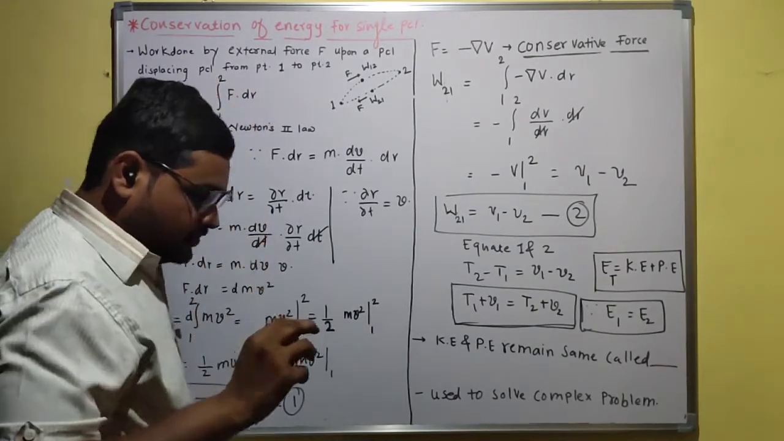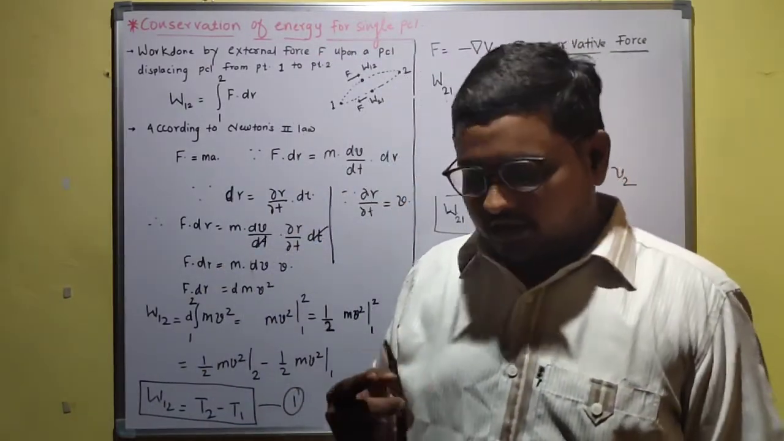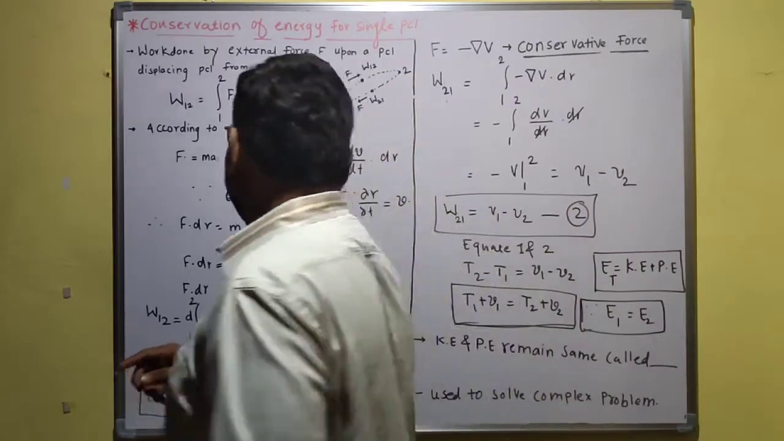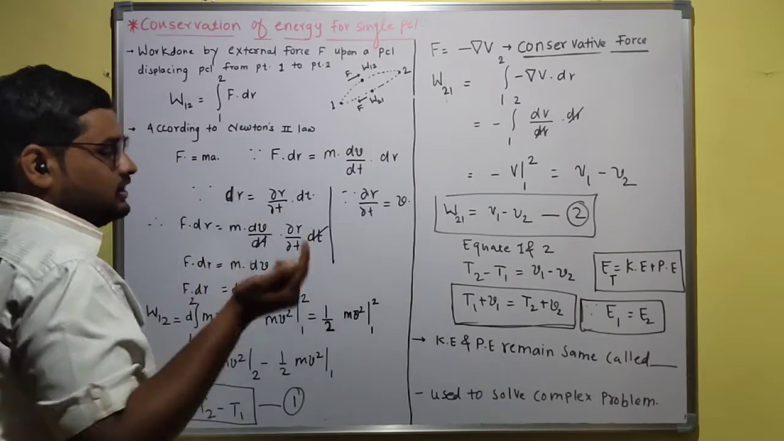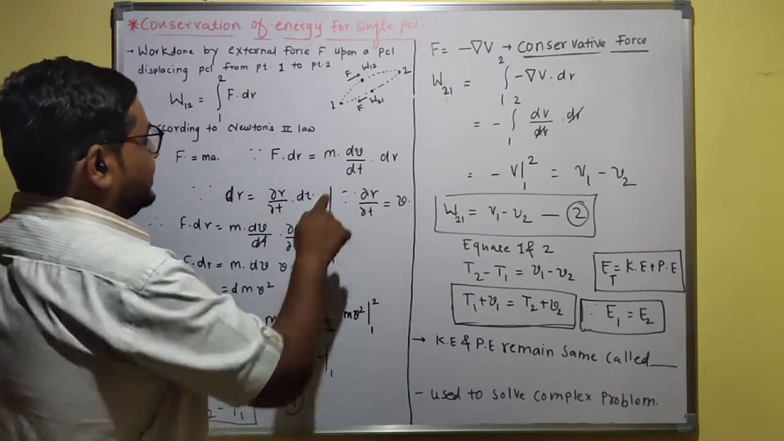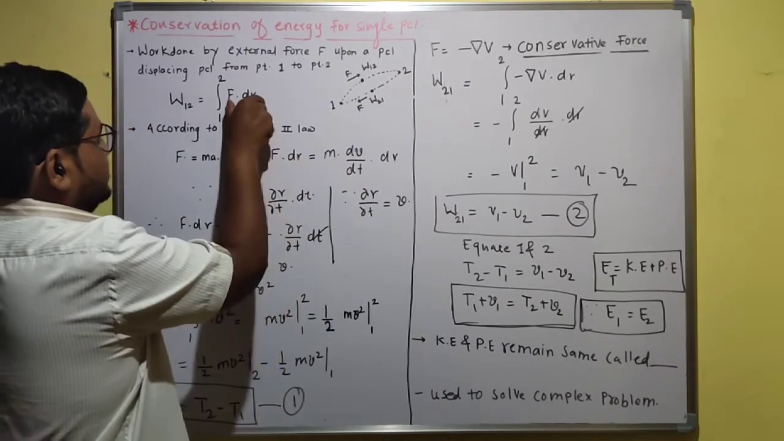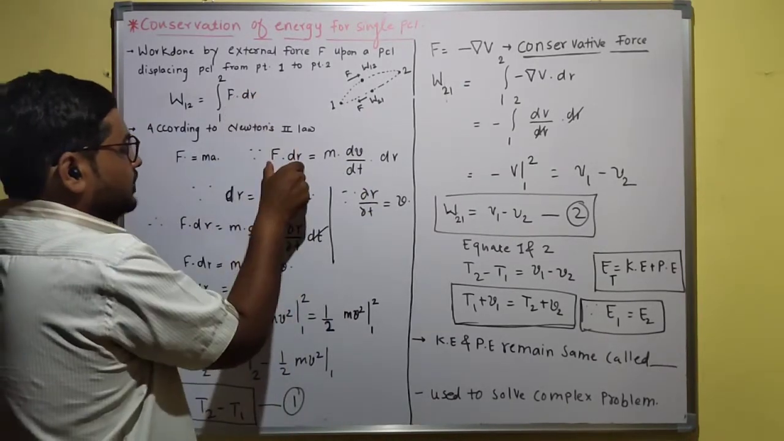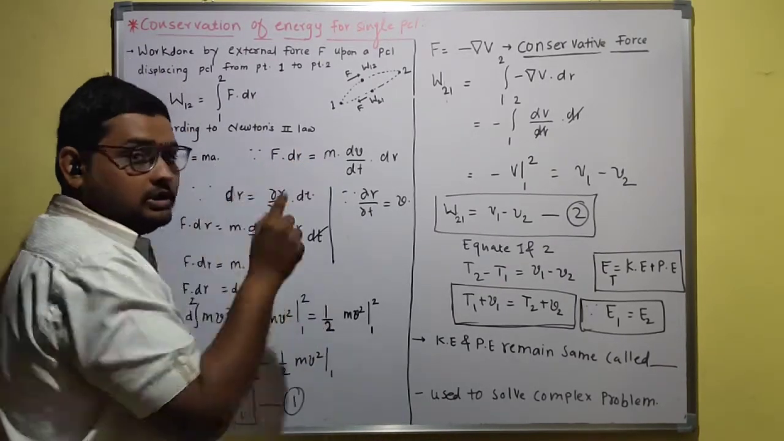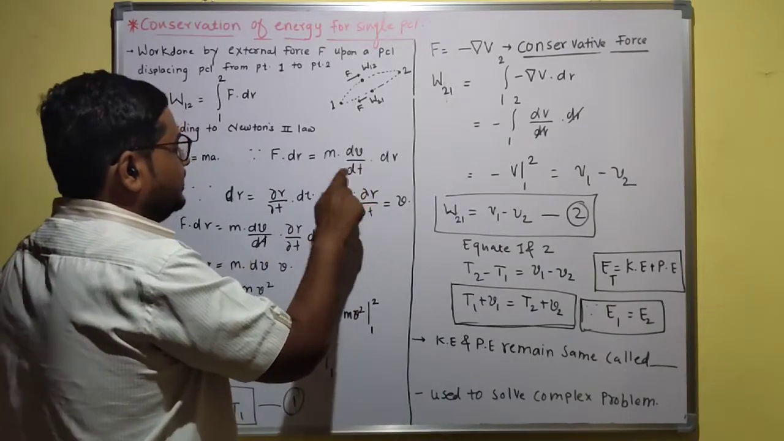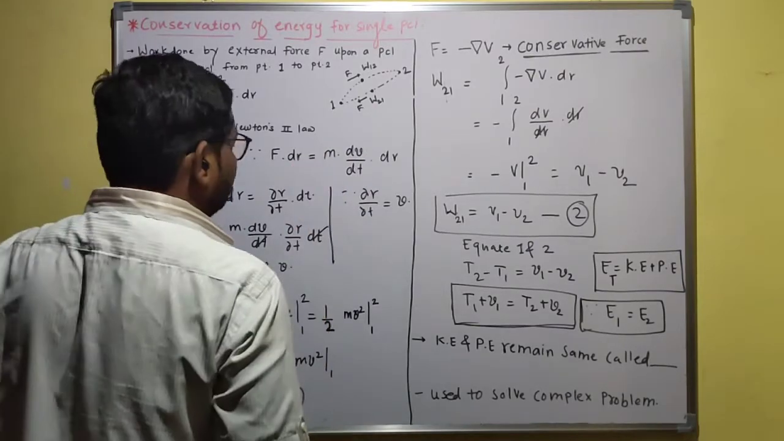Now we have seen Newton's laws. Newton's second law, the law of force, is given as F is equal to ma. We know a is nothing but acceleration, and acceleration can be written as dv by dt. Just put this value into F dot dr: for F we take ma, and a is dv by dt. So our equation becomes F dot dr is equal to m into dv by dt into dr.